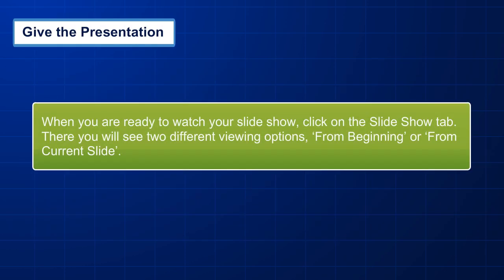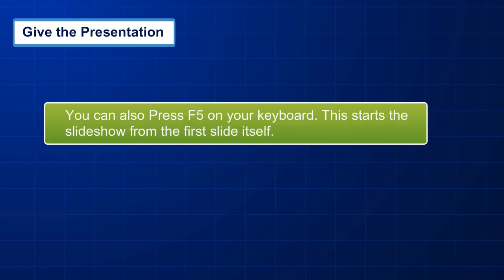Give the presentation. When you are ready to watch your slideshow, click on the Slideshow tab. There you will see two different viewing options, from beginning or from current slide. Tip: you can also press F5 on your keyboard. This starts the slideshow from the first slide itself.